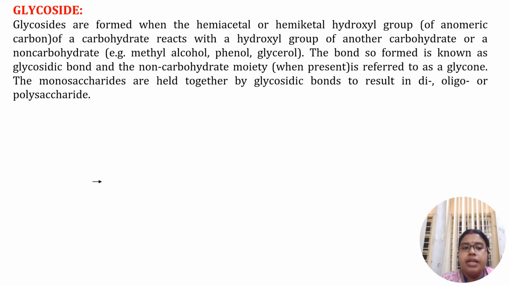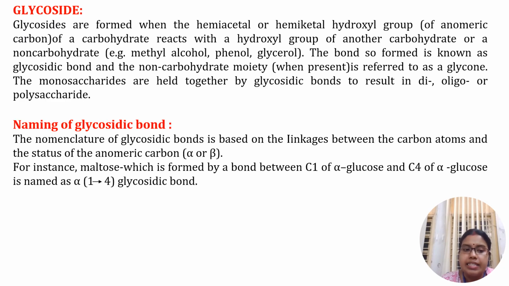Glycosides are formed when the hemiketal or hemiacetal hydroxyl group of a carbohydrate reacts with the hydroxyl group of another carbohydrate or a non-carbohydrate also. If it reacts with a carbohydrate, then it is known as a glycoside. If the bond is with a non-carbohydrate, then it is known as the aglycone. The monosaccharides are held together by glycosidic bonds in disaccharides, oligosaccharides and polysaccharides.